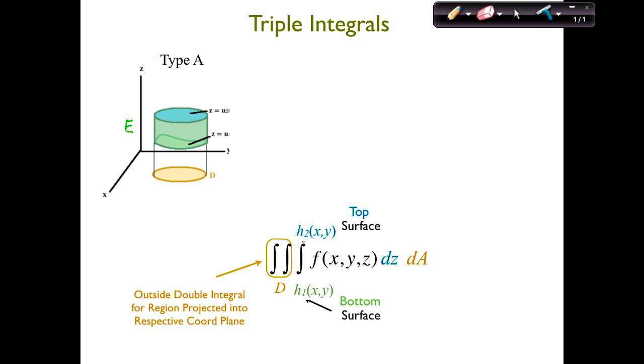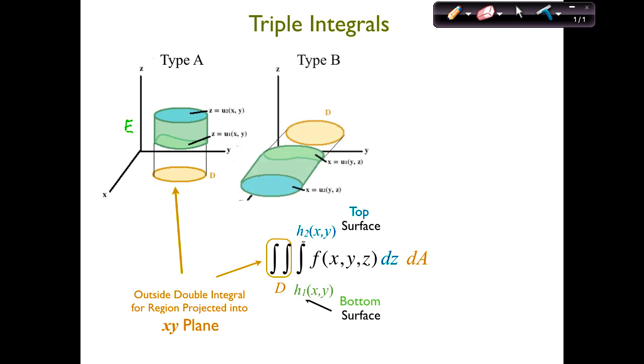All right, so that's type A. So then, like I said, the outside double integral is the region projected into the xy plane. So when you do the double integral, you've got kind of three choices. You can have type 1 or type 2 or polar. So that's type A.